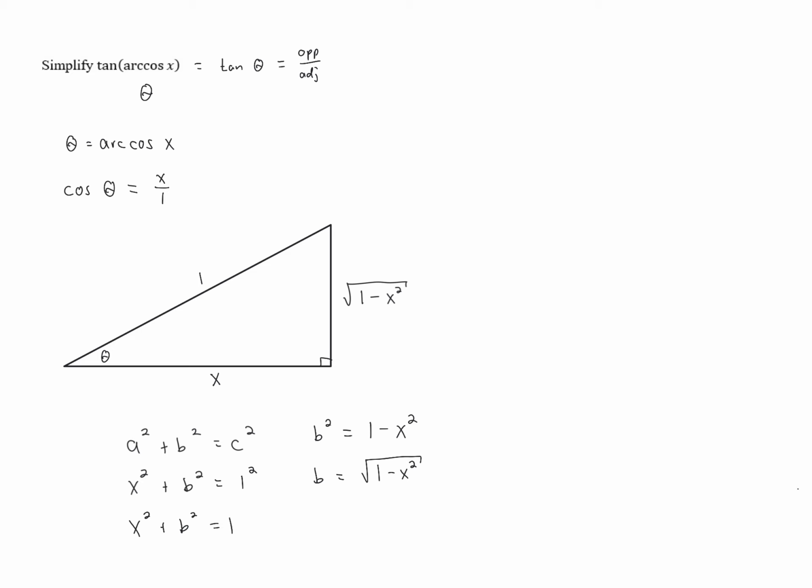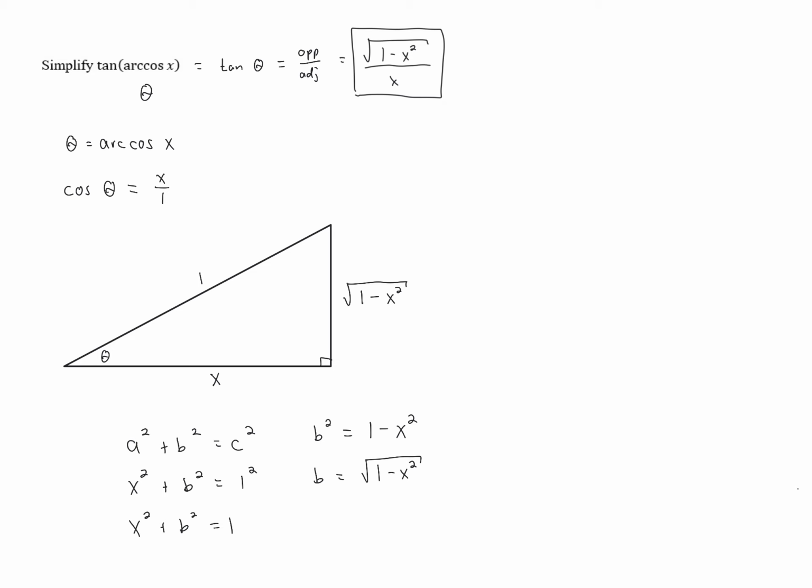And then remember, to get tangent of arc cos of x, we need just tangent of this angle theta. Tangent is opposite over adjacent, so that is going to end up being the square root of 1 minus x squared over x. And that is what we get with our composition of functions.